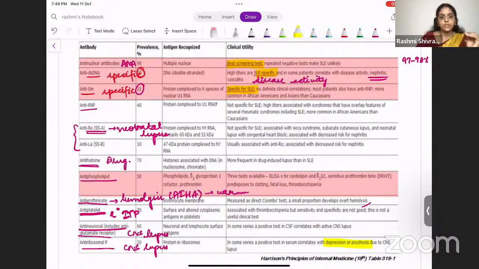But when anti-Rho antibody is present, you can have neonatal lupus. Then anti-histone antibodies are implicated in drug-induced lupus. Antiphospholipid antibodies, antiphospholipid syndrome. Anti-erythrocyte antibodies, warm antibody autoimmune hemolytic anemia, hemolysis will be there. Antiplatelet antibodies cause thrombocytopenia, which is essentially secondary ITP. Then anti-neuronal antibodies, CNS lupus. Anti-ribosomal P antibodies, CNS lupus, especially depression or psychosis due to CNS lupus. So this is very, very important.